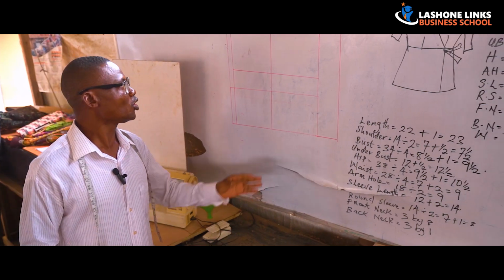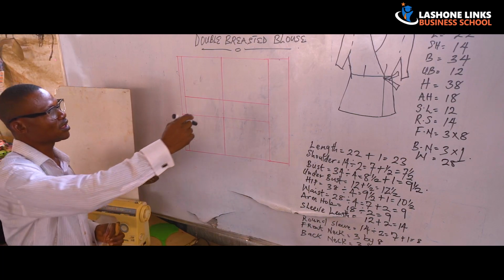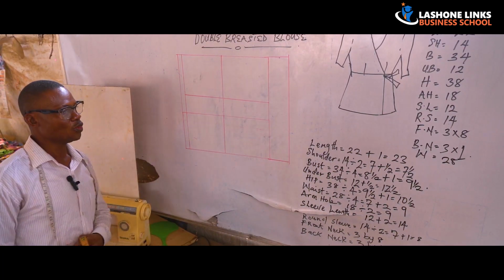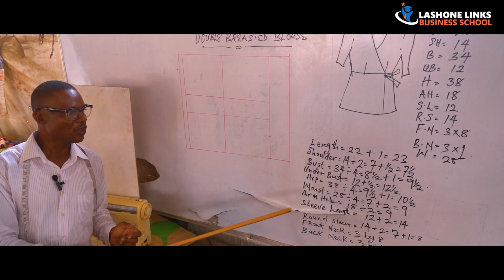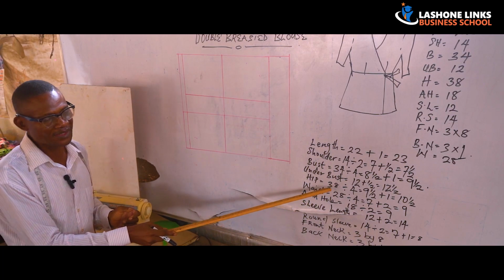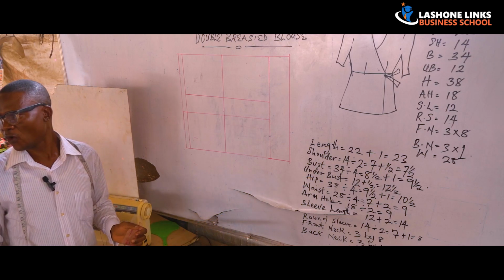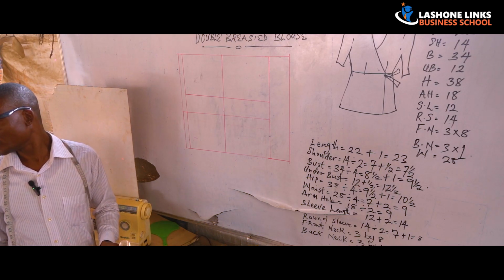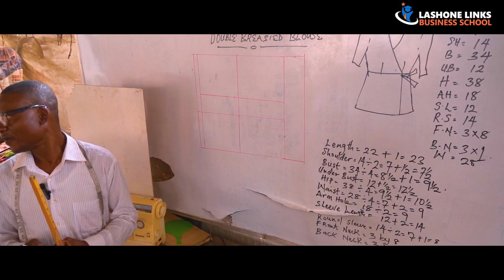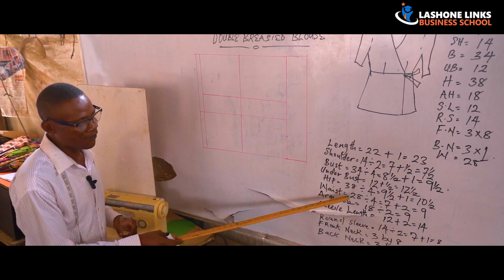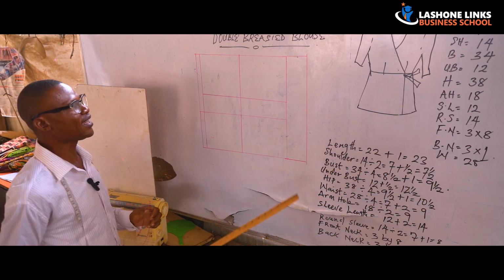Now you will go to your block. So this is how you get your block. You will go to your hip measurement. You see the hip measurement is the bigger measurement there. The hip measurement is 38, while waist is 28 and bust is 34. Which measurement is the biggest one? Hip measurement. So the biggest measurement, you have to divide it by 4. So hip, 38 divided by 4, 9.5 plus 1, that is 10.5.